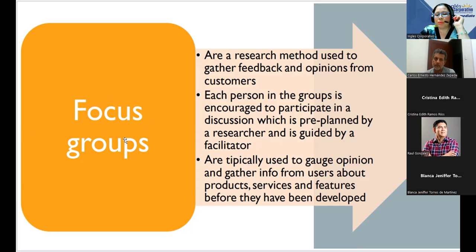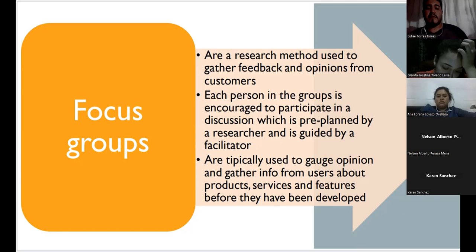Focus groups are typically used to gauge opinion and gather info from users about products, services, and features before they have been developed.